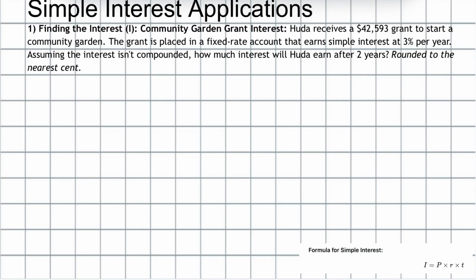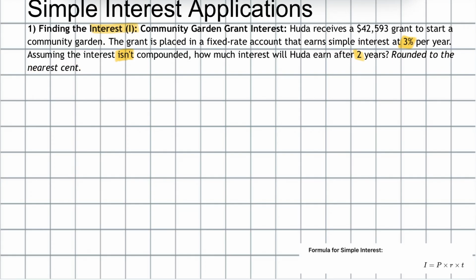In this case, we're going to be finding the interest amount that the person is going to earn after 2 years specifically. So the word problem states Huda receives a $42,593 grant to start a community garden. The grant is placed in a fixed rate account that earns simple interest at 3% per year. Assuming that the interest isn't compound, how much interest will Huda earn after 2 years? Round to the nearest cent.